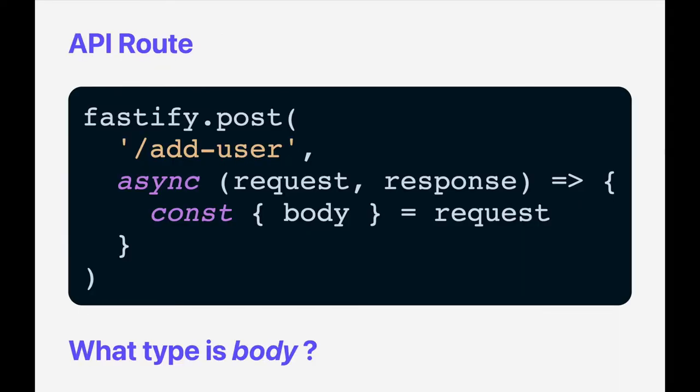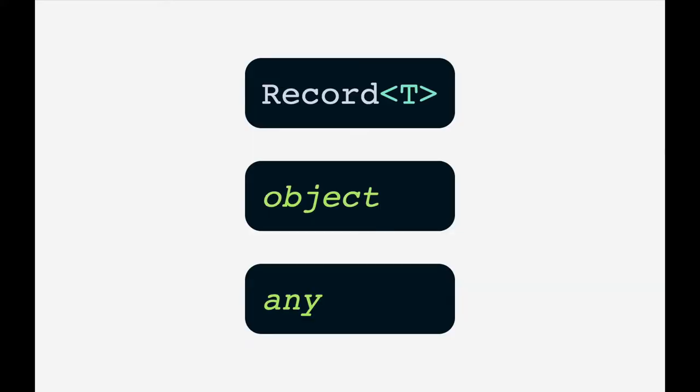And now let's go ahead and define a Fastify API route. This API route will be writing this user to a fake database. So we'll call it add user, and we'll make it a post request so that there's a body. So given the current code, what type do you expect that body property to be from the request object of the request handler? Do you think it's going to be a record with a generic T? Or do you think it's going to be an object or any?